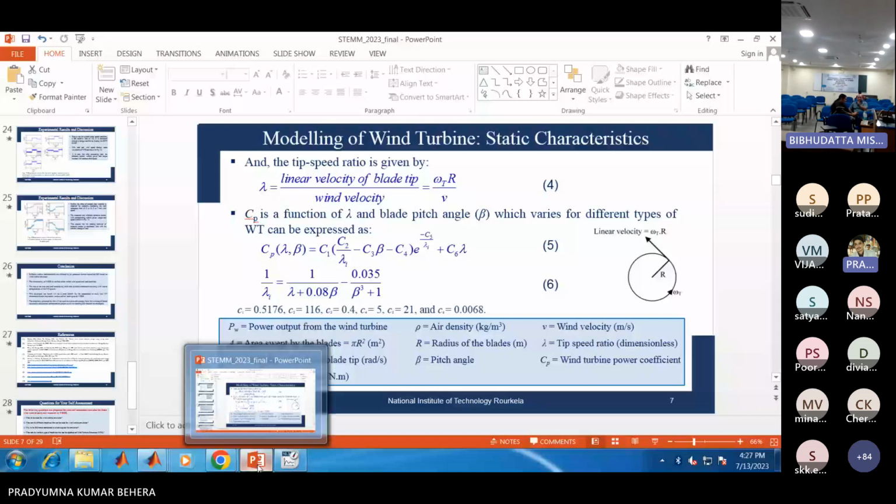So the current flow from the input to the output side will only depend upon the load. As per the load demand, the current will flow through the converter circuit, but the output voltage will be regulated at the fixed value, whatever we have set, either 48 volt or 100 volt.